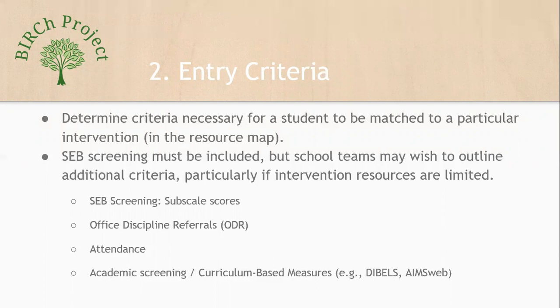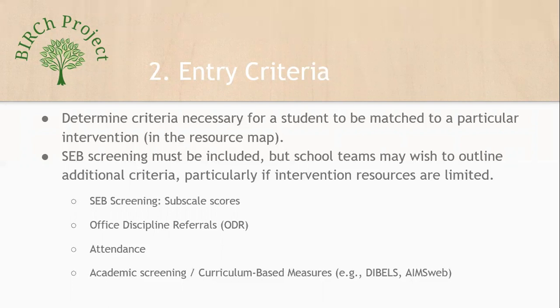If we can say, for example, that a student who scores in the at-risk range above a T-score of 60 on the cognitive attention scale of a particular screening tool, and make that an entry criterion for receiving something like a self-management intervention, that facilitates the process because it streamlines us looking at the data and identifying those students and saying these students would be a good fit for this particular intervention.